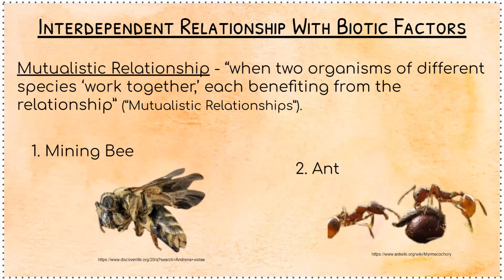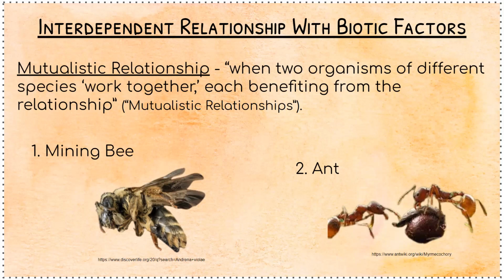The mining bee aids the blue violet in reproduction and fertilization. This benefits the blue violet. However, the mining bee also benefits from this interaction. The mining bee collects pollen when it eats the nectar within the plant. Overall, the bee gets nutrients and food from the blue violet, and the mining bee aids the blue violet in reproduction. The blue violet also has a mutualistic relationship with ants.